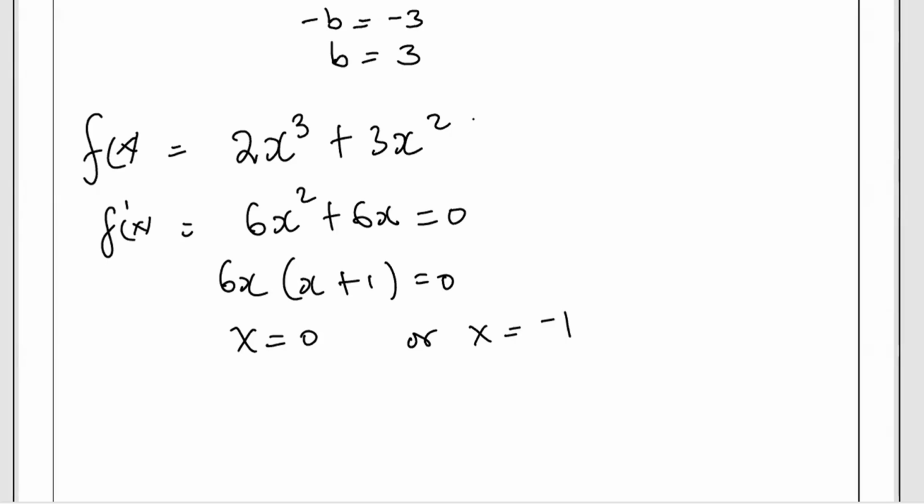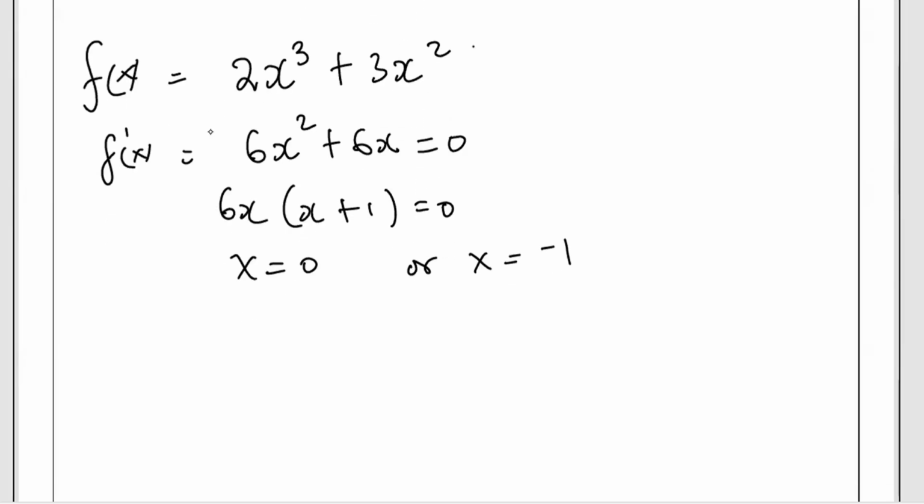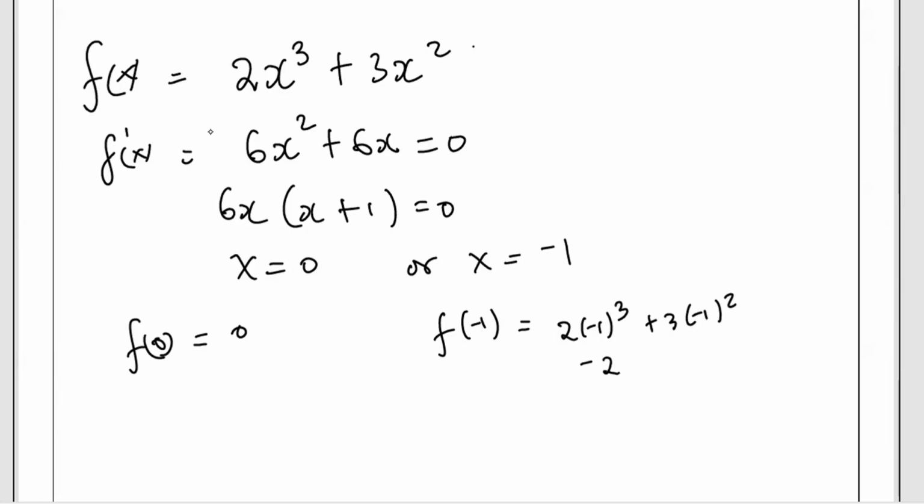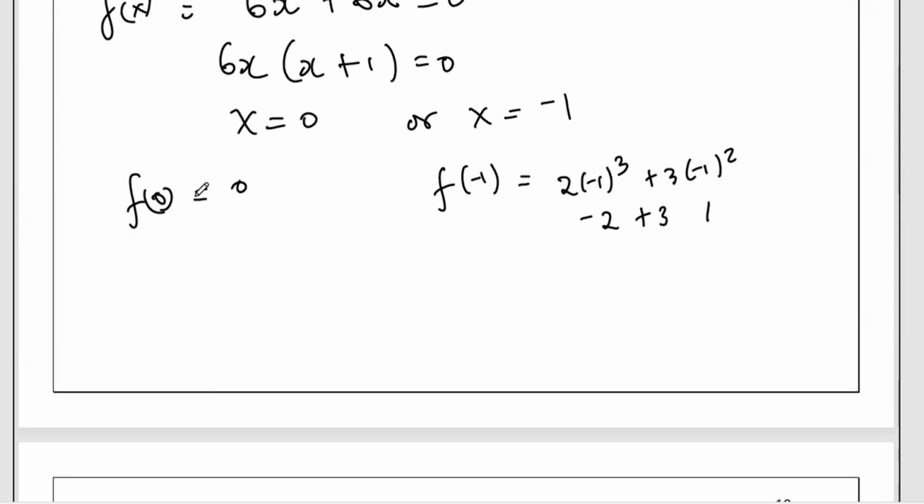Now let me substitute these values into the original. So f of 0 is going to be 0. And then f of negative 1 is going to be 2 times negative 1 cubed plus 3 times negative 1 squared, meaning that we have negative 2 plus 3, which is 1. So either we're looking at the point (0, 0), or we're focusing on (negative 1, 1).